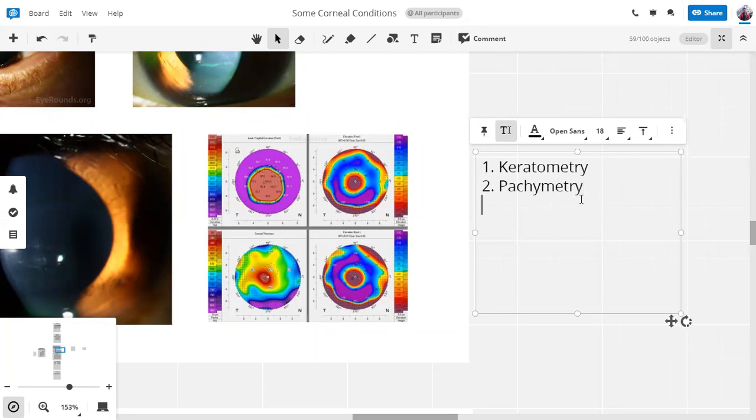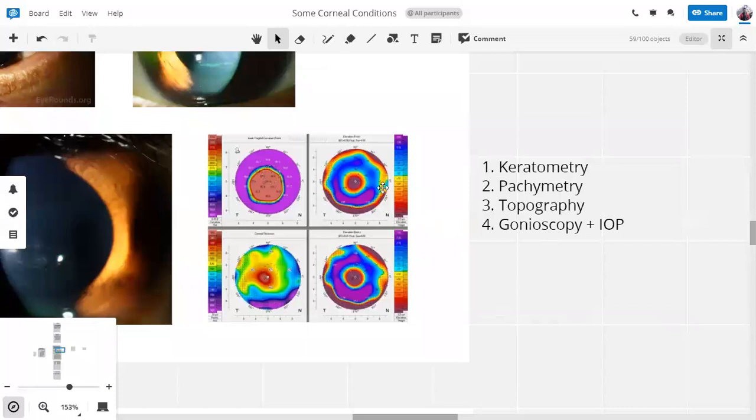हमने बिल्कुल start में pachymetry किया. We used to check the corneal thickness. And the investigation on the basis of which we check the corneal surface is topography. फिर हमने गोनियोस्कोपी का नाम लिया, गोनियोस्कोपी प्लस आईओपी हम देख लेते हैं, हम ऐड कर लेते हैं फॉर आवर ओन लर्निंग. And we need to perform these examinations here.